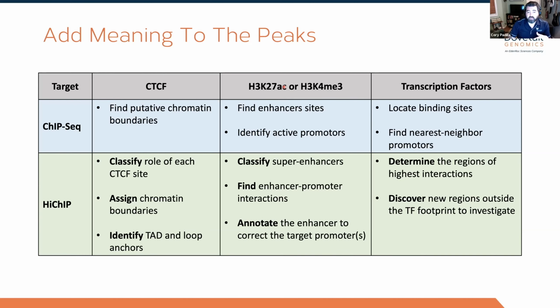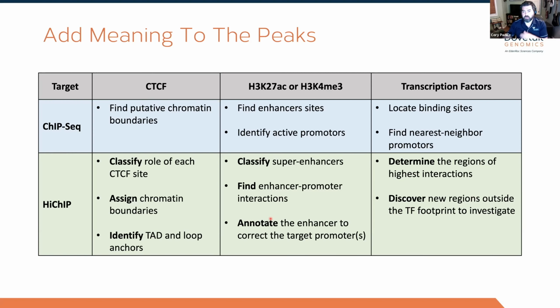If you're doing something like H3K27 acetylation for active enhancers, or enhancer marks, or H3K4 trimethyl for active or poised promoters, if you're just doing ChIP-seq, you're really just going to be finding where those sites are, right? But what HiChIP can tell you is it will allow you to classify very easily what a super enhancer is by looking at how many promoters it interacts with.